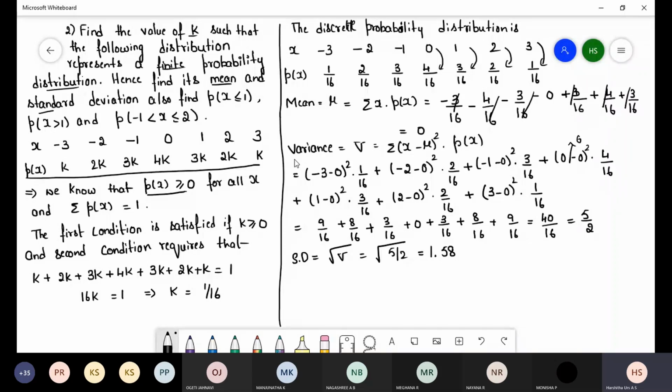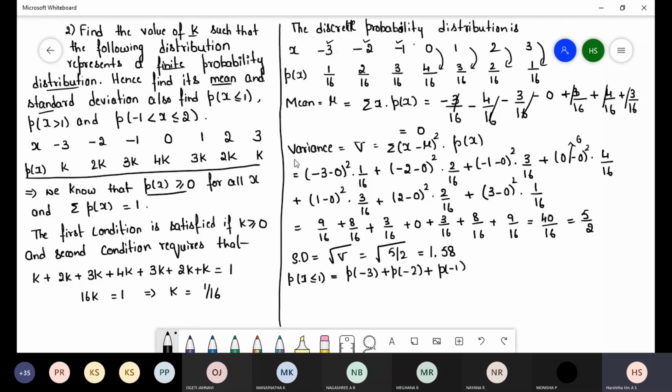Next, come back for the P of x less than or equal to 1. P of x less than or equal to 1 means we have to see the table. Less than or equal to 1 means we have to take the values minus 1, minus 2, minus 3. Less than or equal to means we have to go backwards. So P of minus 3 plus P of minus 2 plus P of minus 1.